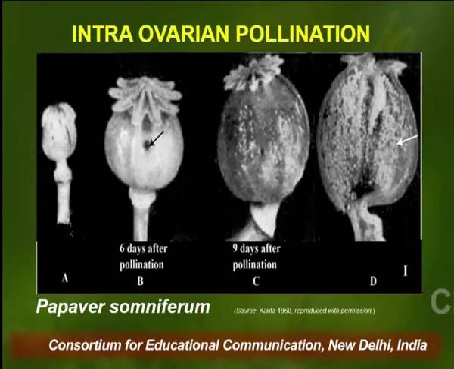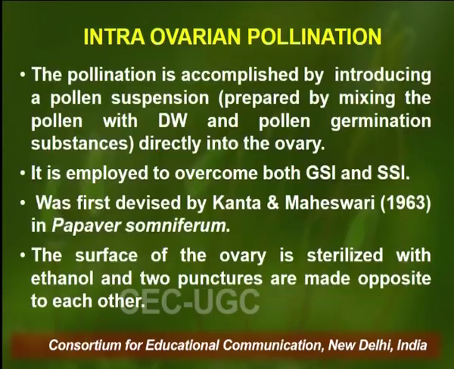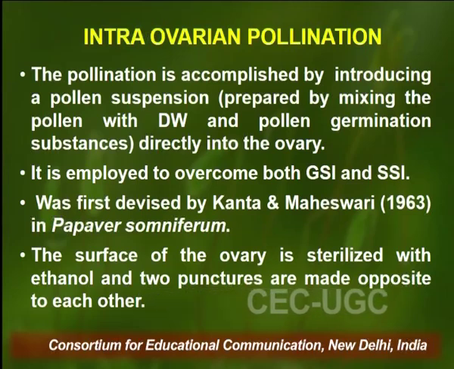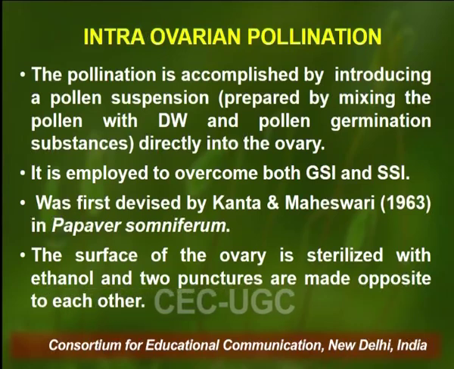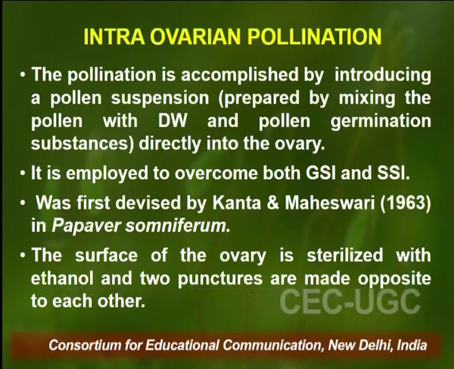So we have actually excluded all the other stages of pollen landing on the stigma, germinating, and moving through the stylar canal. So directly the pollen are injected into the ovary. So pollination is accomplished by introducing a pollen suspension, and this pollen suspension is basically prepared by mixing pollen with distilled water and also with those substances which directly influence the germination of pollen.